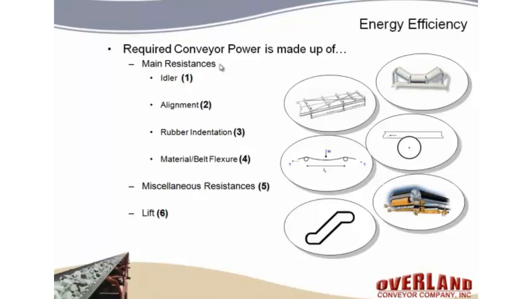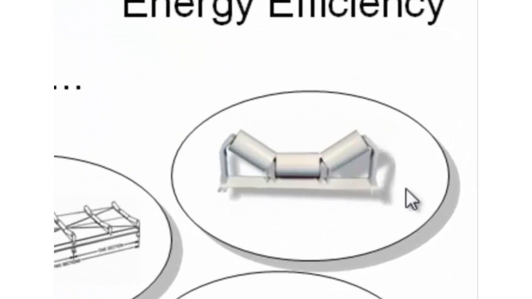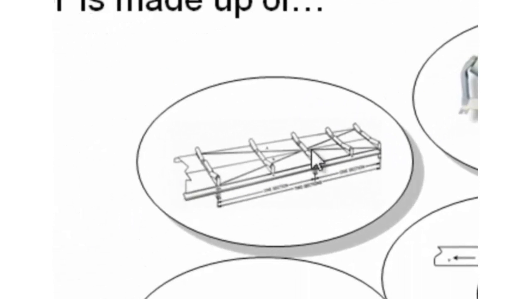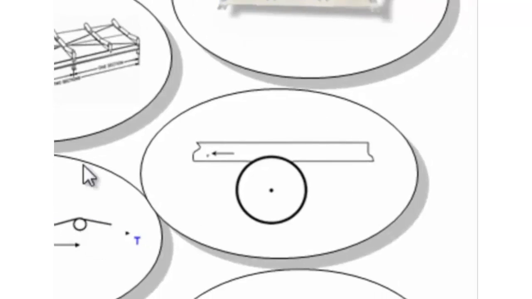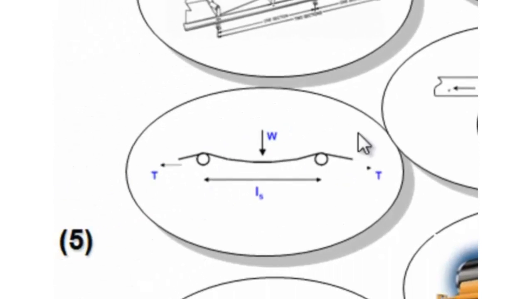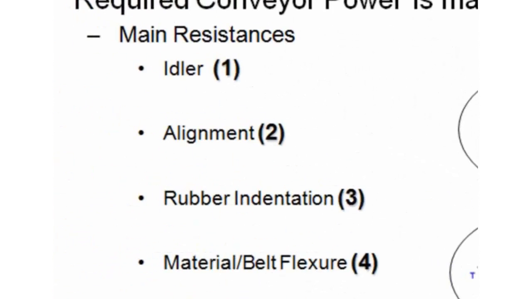There's basically 4 main resistances that make up the F, or friction coefficient, in the lower right-hand corner of Belt Analyst. There is idler drag, which is the bearings and seals in the idler. There's alignment, that's how well the idlers are aligned angularly, transversely to the belt travel direction. There's rubber indentation, number 3 here, which is the idler roll that indents in the rubber as the belt's being pulled across them. There's material and belt flexure due to belt sag between the idlers. Those 4 items make up what we consider to be F, or the main resistances of the system.